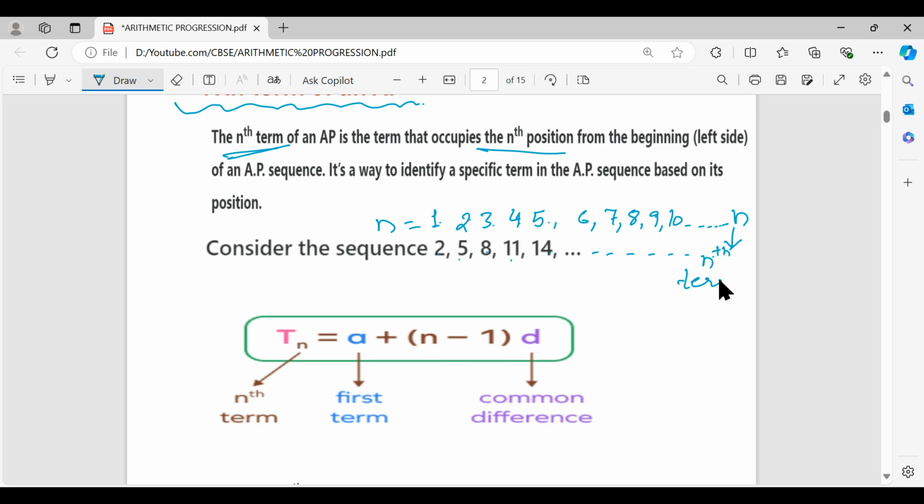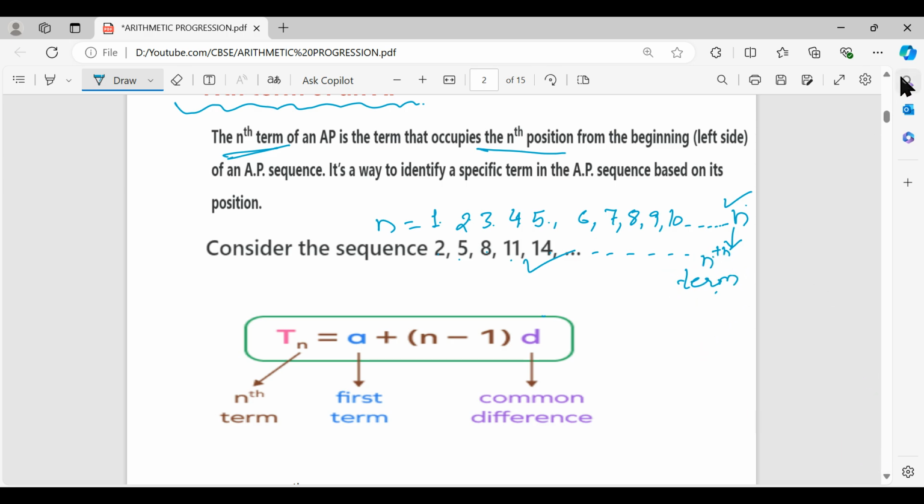Now if your question is what is the fifth term of this sequence, we will say the fifth term of the sequence is 14. In the same way, the term at the position n is your nth term. So I hope the nth term is clear to you.